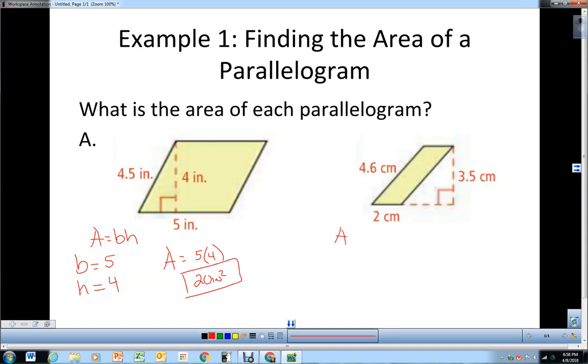Once again, I want you to get in the habit of identifying your variables and writing your formula. Now base is going to be 2, height is going to be 3.5. Now 4.6 can be a base, but we do not have a distance between these two parallel sides, so we do not have the height. 3.5 is the distance from this base to this base. So plug our numbers in. Area is equal to 2 times 3.5, and that's going to give us 7 centimeters squared.